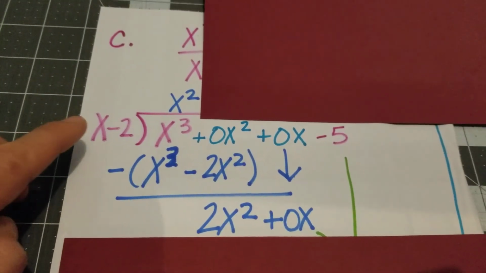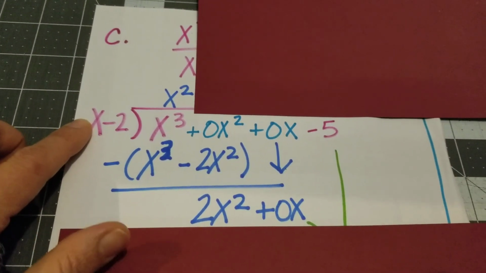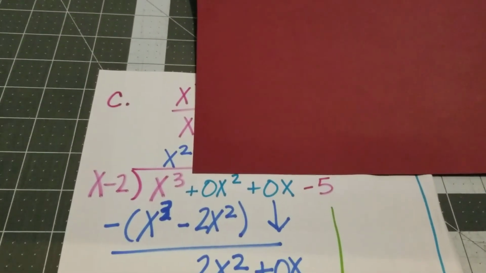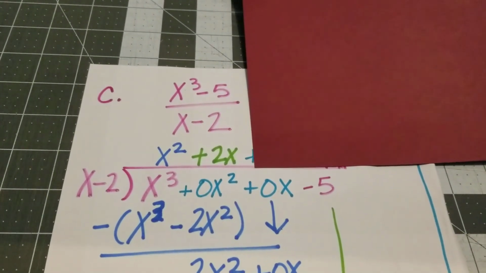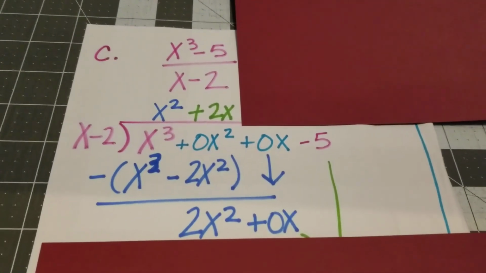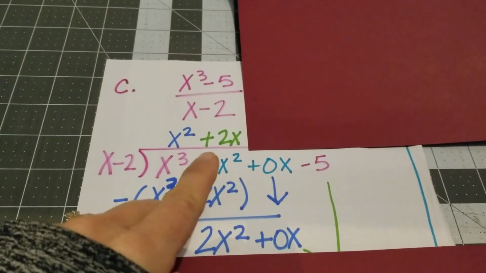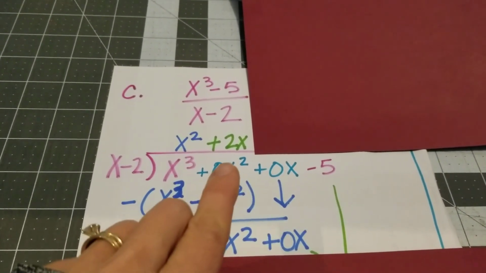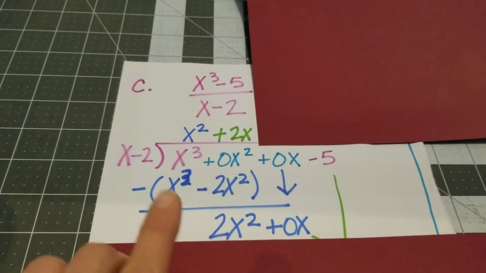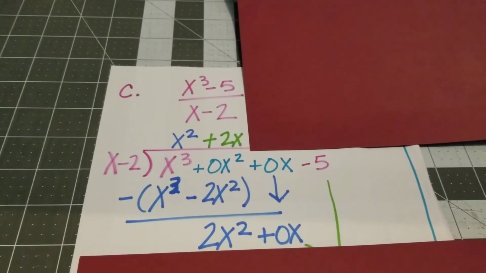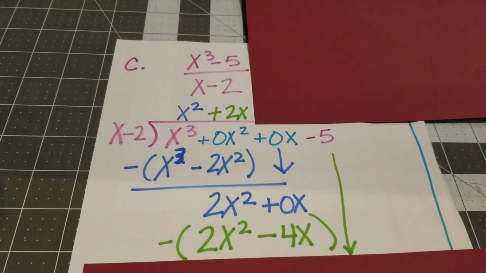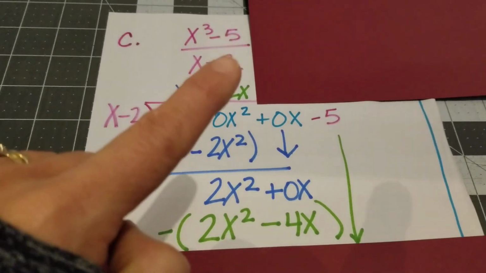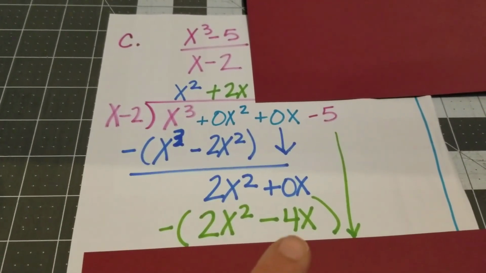Now I'm going to say x times what gives me 2x squared. We always want that to be exact. So x times 2x gives me 2x squared. So I take my green 2x times my pink x, and that gives me 2x squared. And then I take my green 2x times my negative 2, and that's, oh, I forgot to bring down the 0x, right? Okay. And so I distribute that green across to get 2x squared minus 4x. From the 2x times the negative 2 gives me minus 4x.